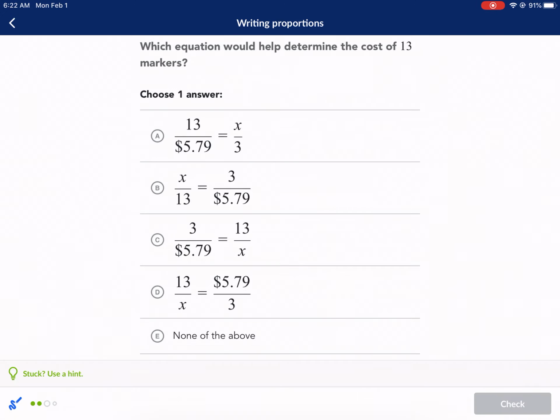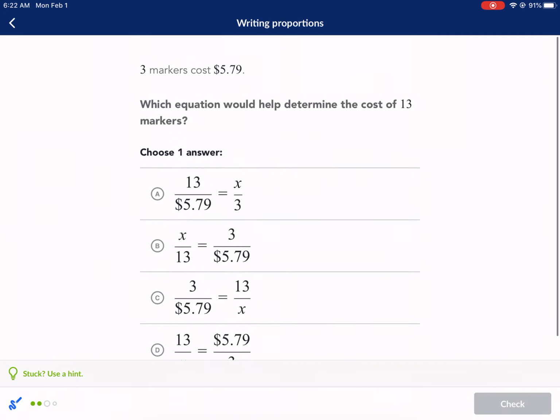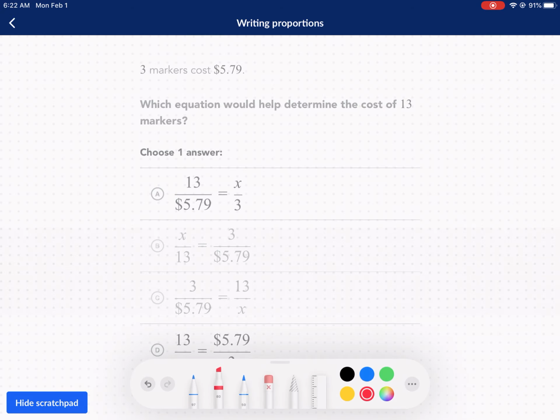All right. Which equation would help determine the cost of 13 markers? Okay, so again, all these are the same. So we're just looking for the number and the dollar amount for that number. This time we want 13. So we're looking for the cost, X cost.